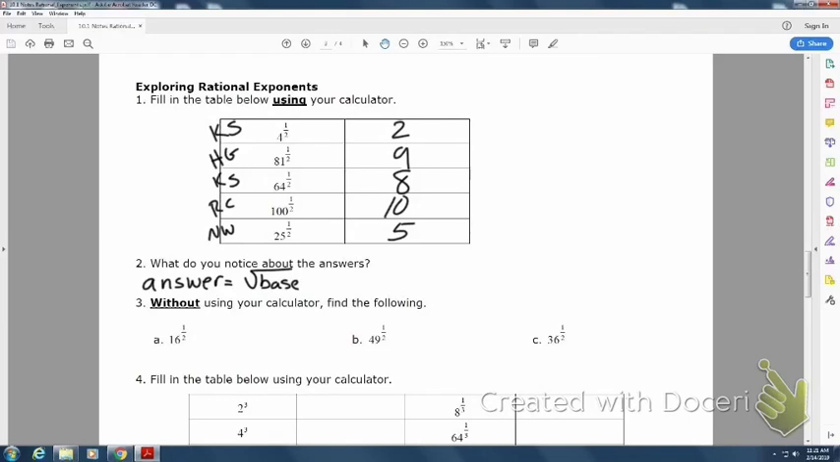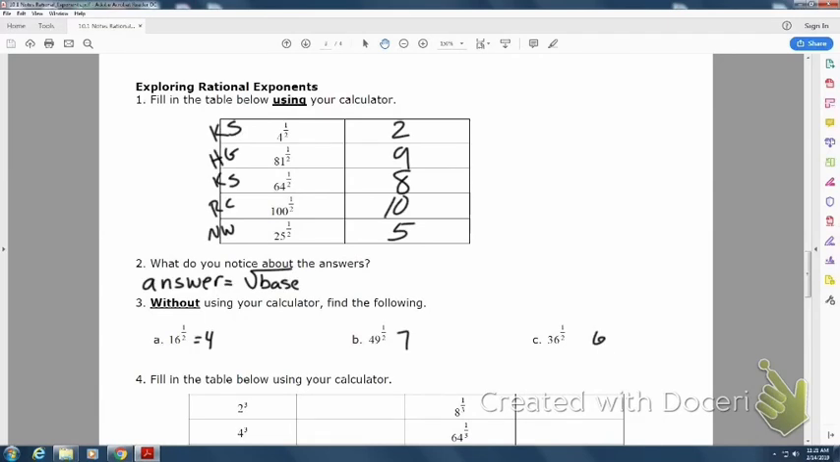What is 16 to the power of 1/2? 4. What is 49? What is 36? Okay. So 1/2 should be pretty simple. Okay. Get those written down. Let's go down. We're going to talk a little bit about 1/3.